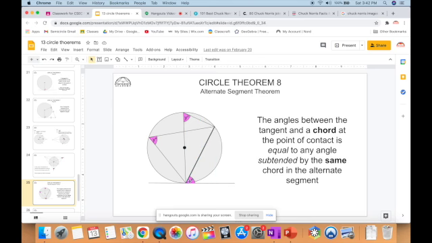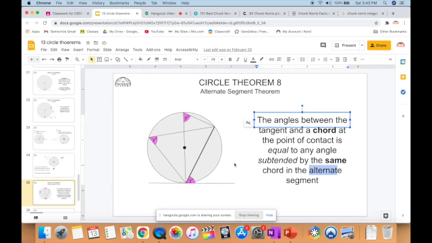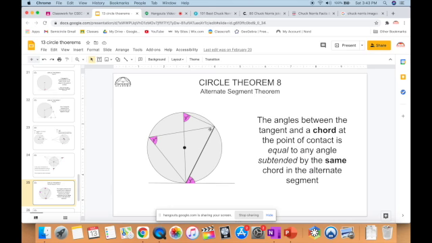So this chord, remember the elements of a circle, breaks up the circle into two segments. The smaller segment, which we call the minor segment, is where this angle is. And then we have the larger segment, which we call the major segment, where this angle is. So that is why they say the alternate segment. So what they're saying, forget about this triangle here. Just look at this one alone. Is it looking familiar?